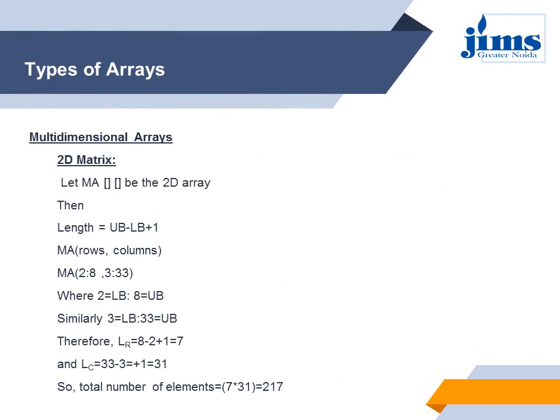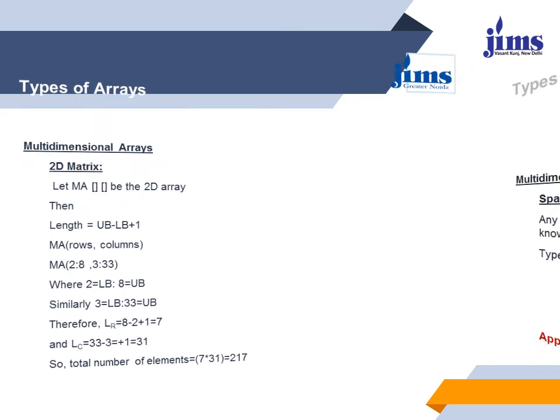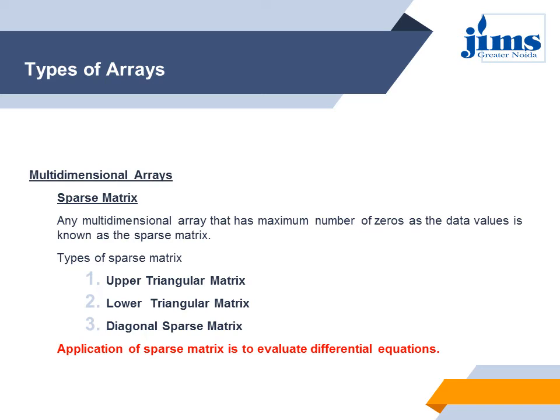Arrays can be 2-dimensional, 3-dimensional and so on. So in multidimensional arrays we have sparse matrices. Sparse matrices are those multidimensional arrays which have the maximum number of zeros as the data. There are different types of sparse matrices: upper triangular matrix, lower triangular matrix and diagonal sparse matrix.